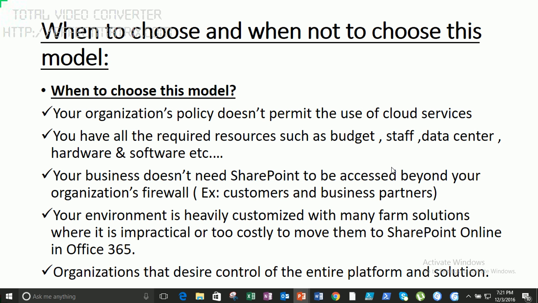So this is about when you need to choose this model and when you're not supposed to choose an on-premises model. As you can clearly see on the slide, when to choose this model: when your organization is not ready to accept cloud services. Let's say your organization's legal policy says, I don't want my documents or my contents to sit in a data center that is not within my control, and they are not cool with that. In that case, you just can't say, why don't we use SharePoint Online? That's not possible, because the organization's legal policy says they are not ready for cloud services.